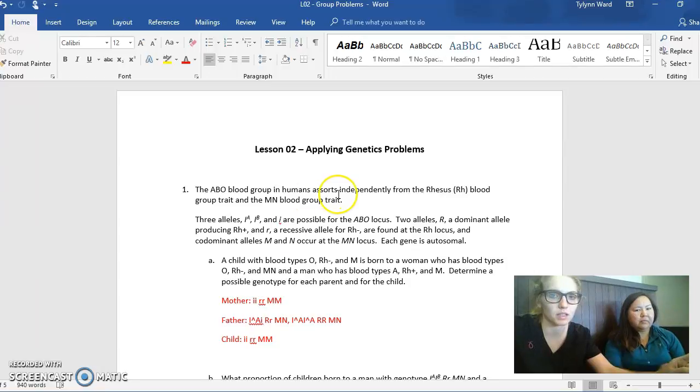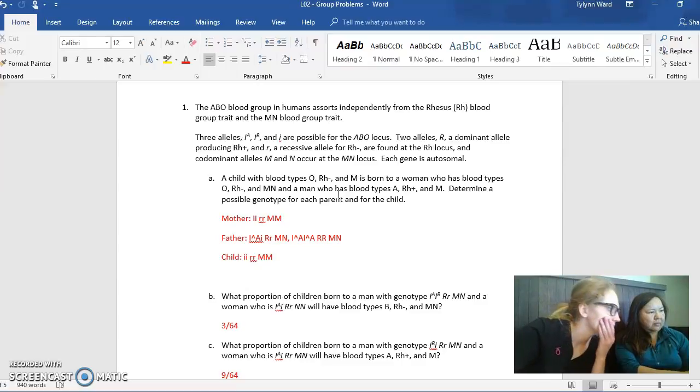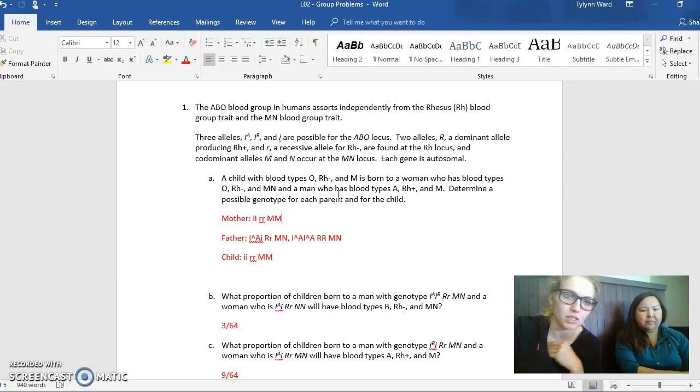So at the other problems. Yeah. So that one, the first problem reads, the ABO blood group in humans assorts independently with the RH blood group and the MN blood group trait. 3 alleles are possible at the ABO locus. 2 alleles, a dominant allele produces RH positive, or a recessive allele produces RH negative. The alleles are found at the RH locus, codominant.